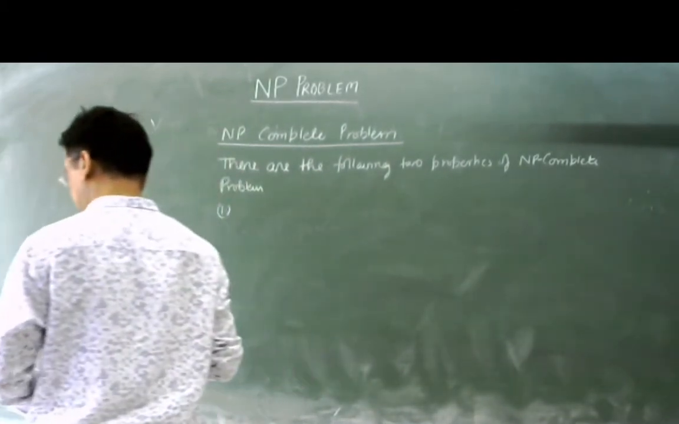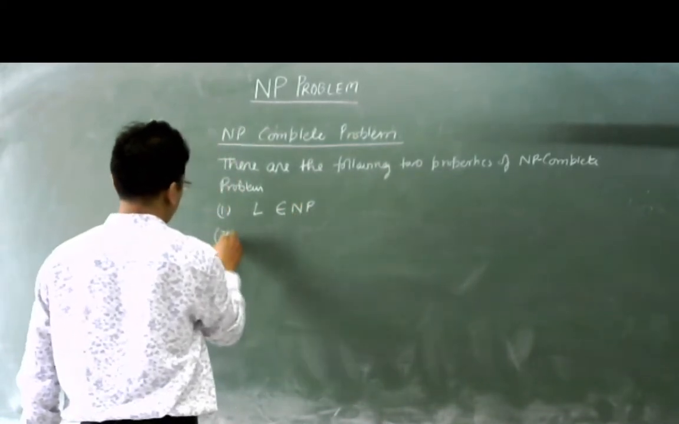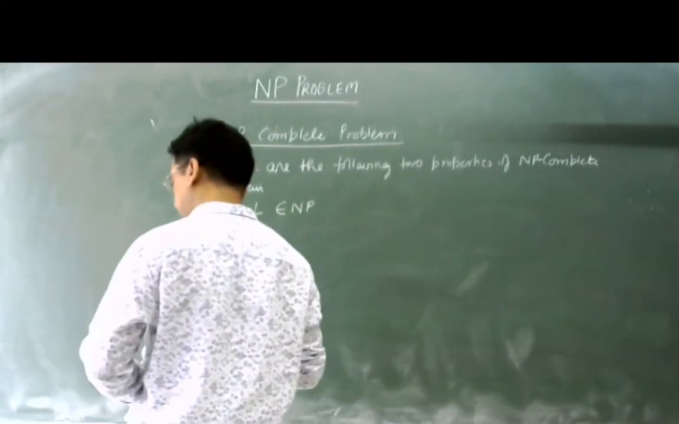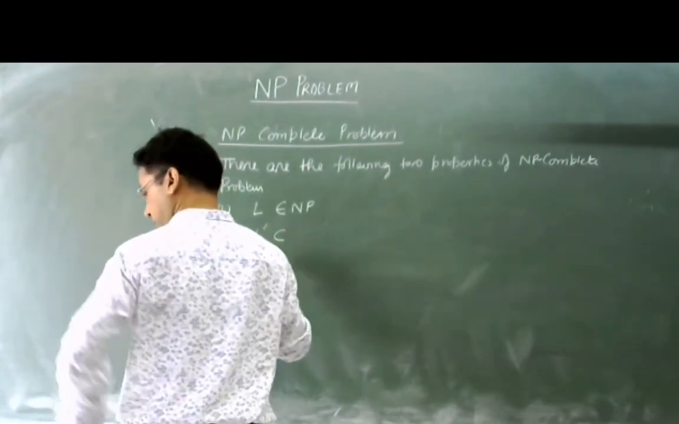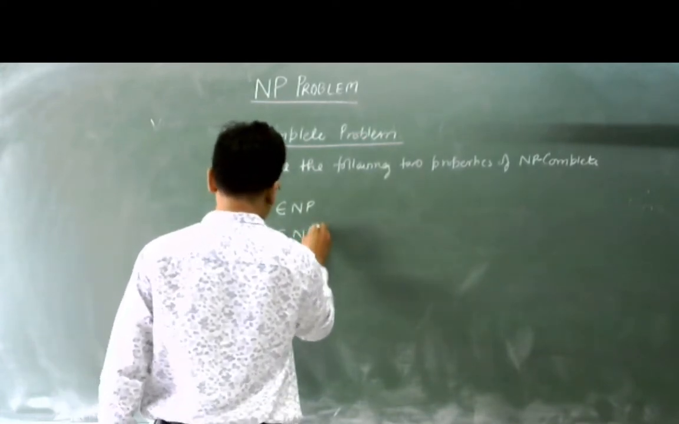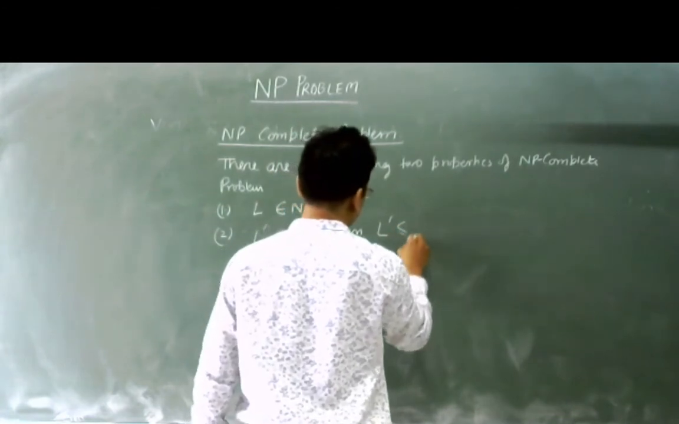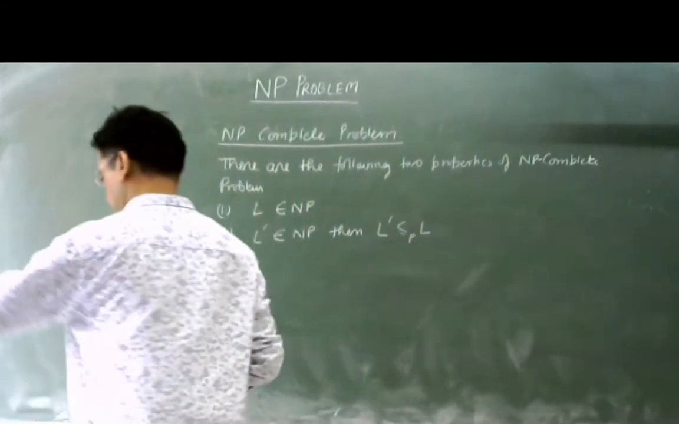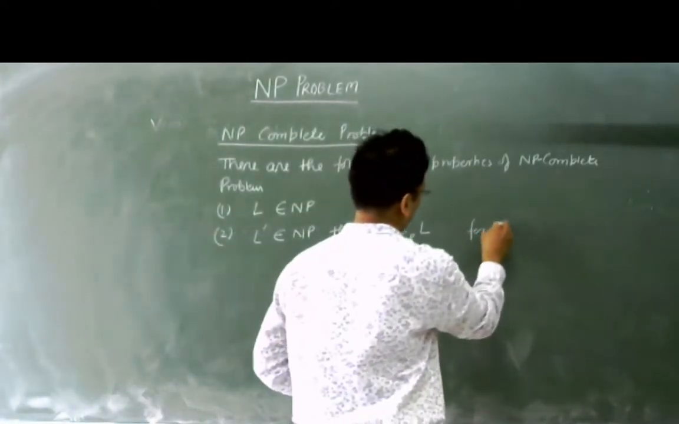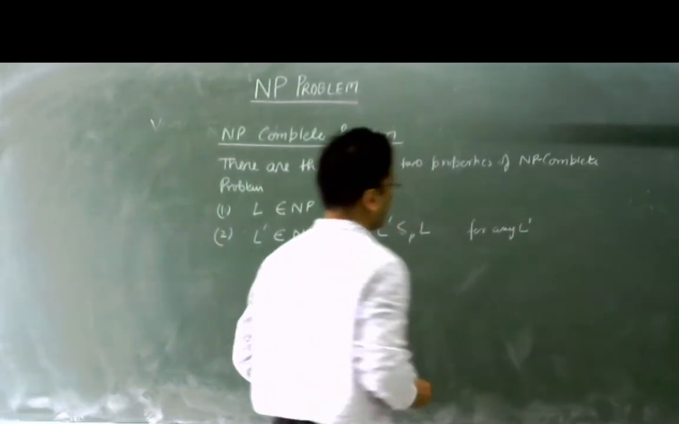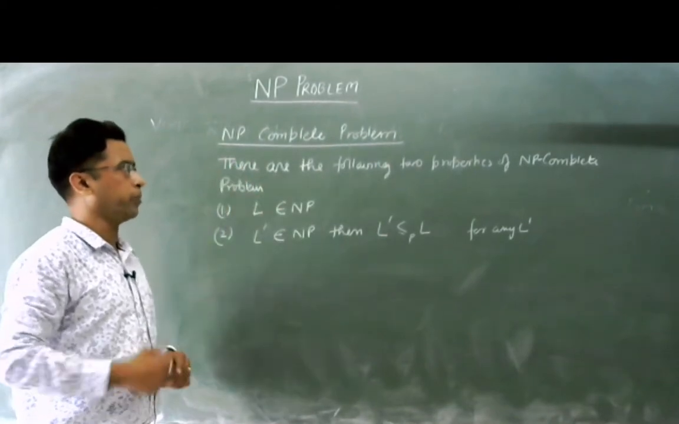First is that L belongs to NP, and second is that if L' belongs to NP, then L' is polynomial-time reducible to L, for any L'. These are the two conditions which are satisfied by the NP complete problem.